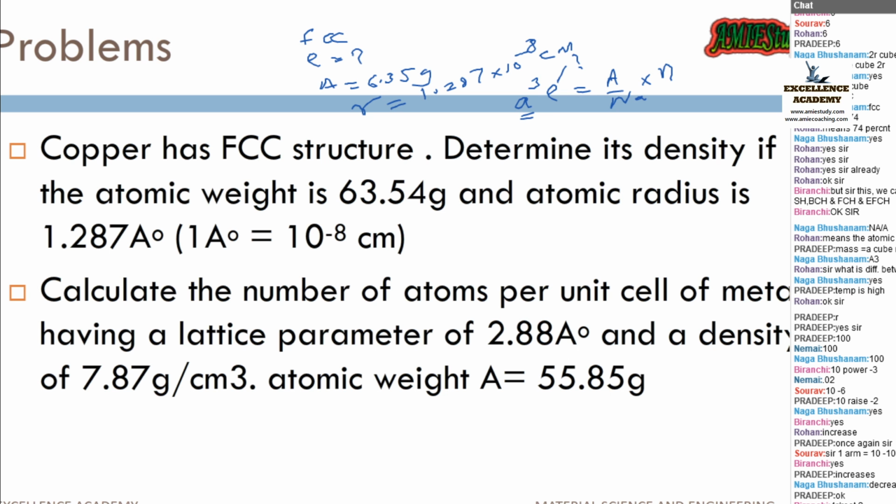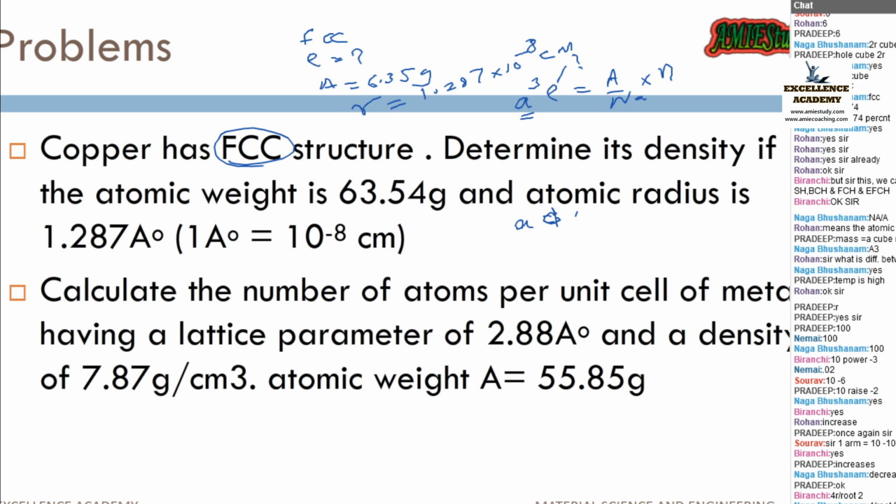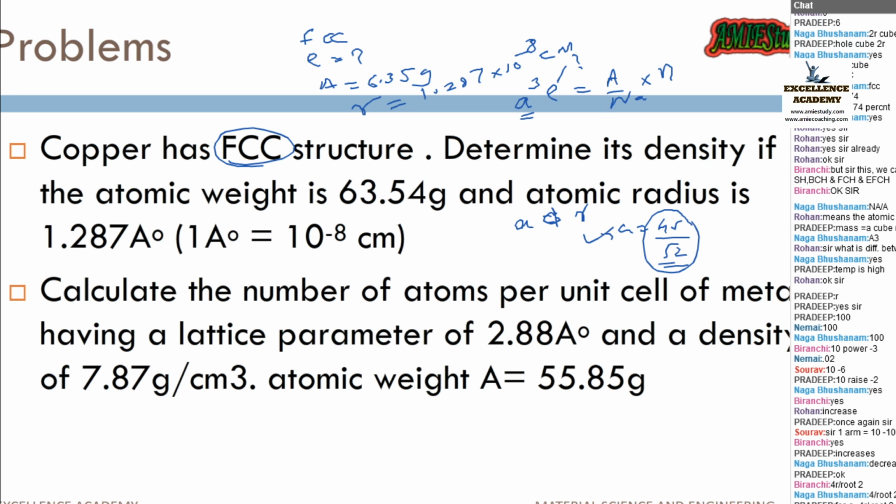Think, all of you, please think. Viranji says that a equals 4R by root 2. Yes, it is given there. It is an FCC structure, and we know the relationship between a and R. Yes, a equals 4R by root 2. By means of this, we can find the value of a. 4 into the R value, 1.287 into 10 raised to minus 8, divided by root 2. You will get the value of a. Then don't forget to take the cube of this, then only it will satisfy a cube. Okay, so that part is over.